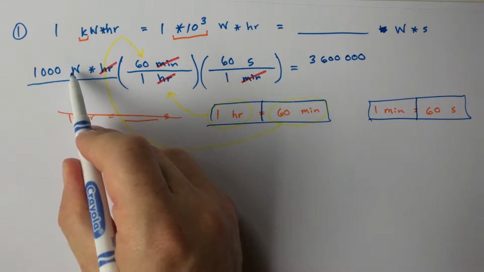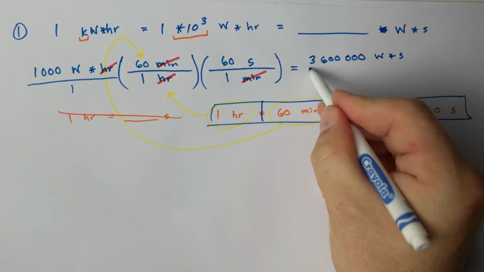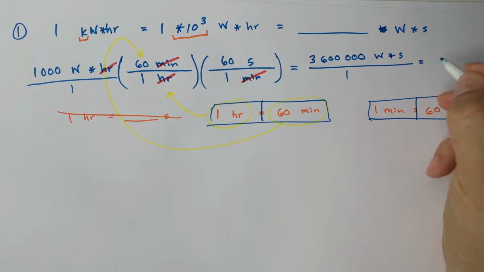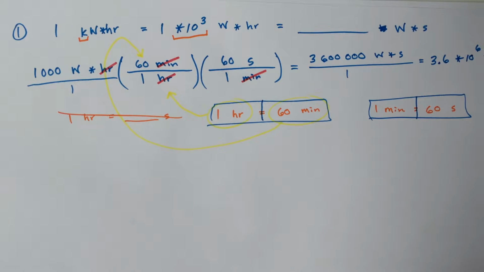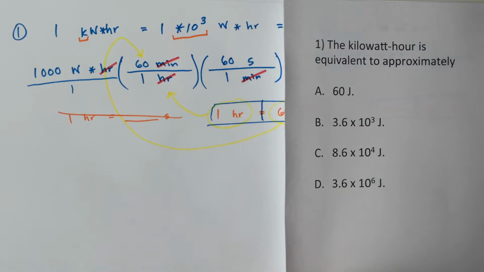On the top for units, I have watts times seconds. On the bottom, I have 1 times 1 times 1. Sure, that's right. And what I end up with is 3.6 times 10 to the 6th. I could write it, that's 3.6 million watts times seconds. Now, I don't know that watts times seconds is a joule. I can assume that my answer is going to be in joules and standard units because all of these answers are in joules. But let's verify that.